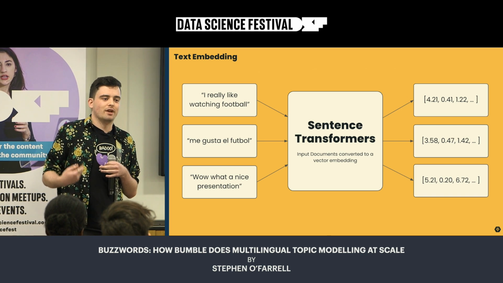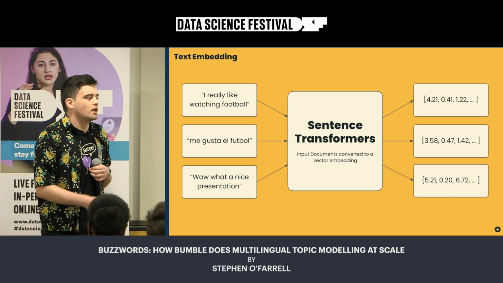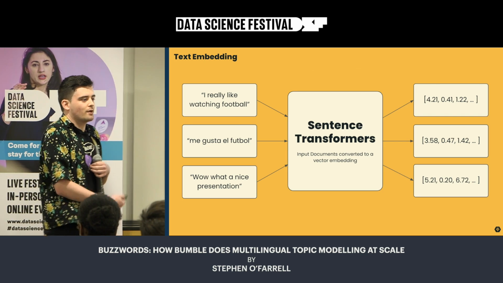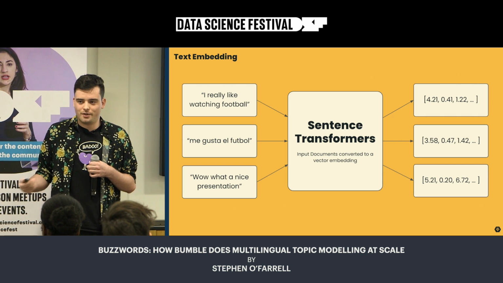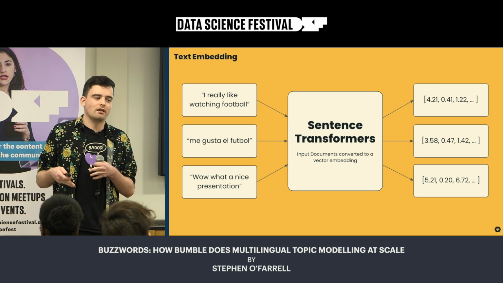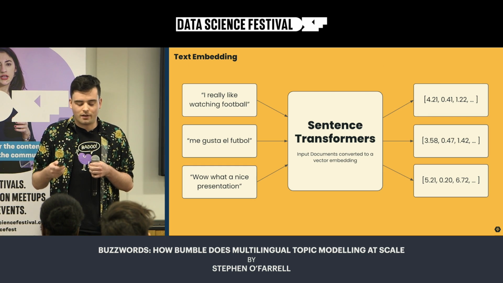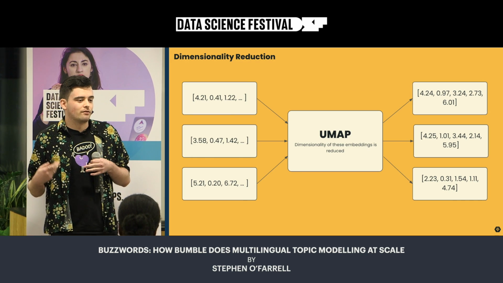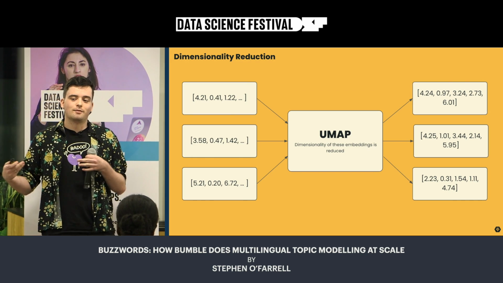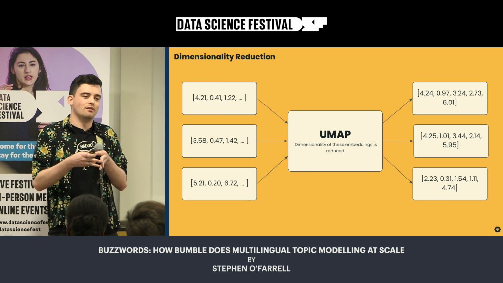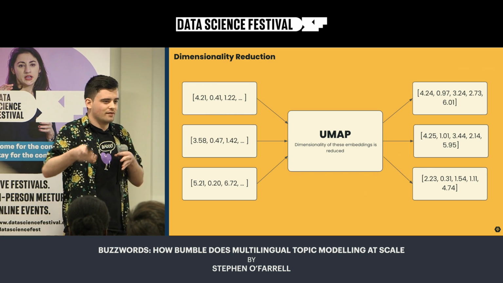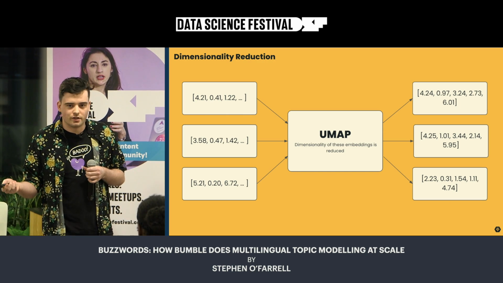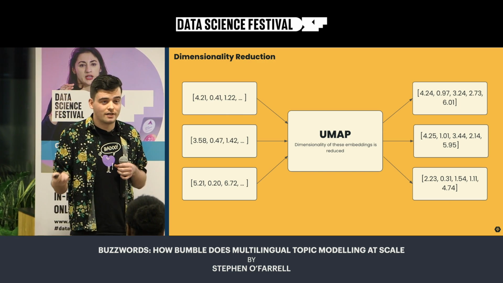The issue is that these embeddings are huge. You're dealing with like 300, 400, 500 dimensions in your embeddings. And when you try to apply that to more complex computations, it's a serious bottleneck, right? It just slows things down far too quickly. And this is where UMAP comes in. UMAP is a dimensionality reduction algorithm, which can take these massive embeddings and shrink them right down while still maintaining a lot of the meaning behind the original sentences. So suddenly your 500 dimension embeddings are down to like 5 or 10.